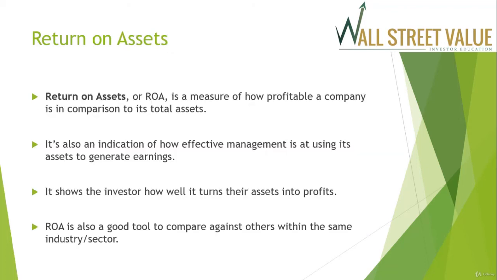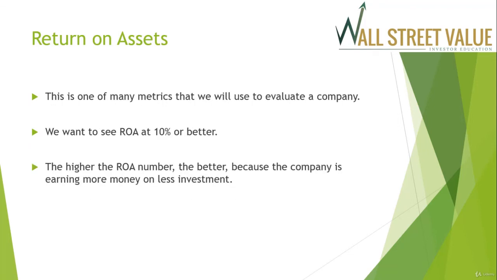Next is return on assets, or ROA. This is a measure of how profitable a company is in comparison to its total assets. It's also an indication of how effective management is at using its assets to generate earnings. It shows the investor how well it turns their assets into profits. ROA is also a good tool to compare against others within the same industry or sector. This is one of many metrics that we will use to evaluate a company. We want to make sure we see ROA growing at 10% consistently or better. The higher the ROA number, the better, because the company's earning more money on less investment.